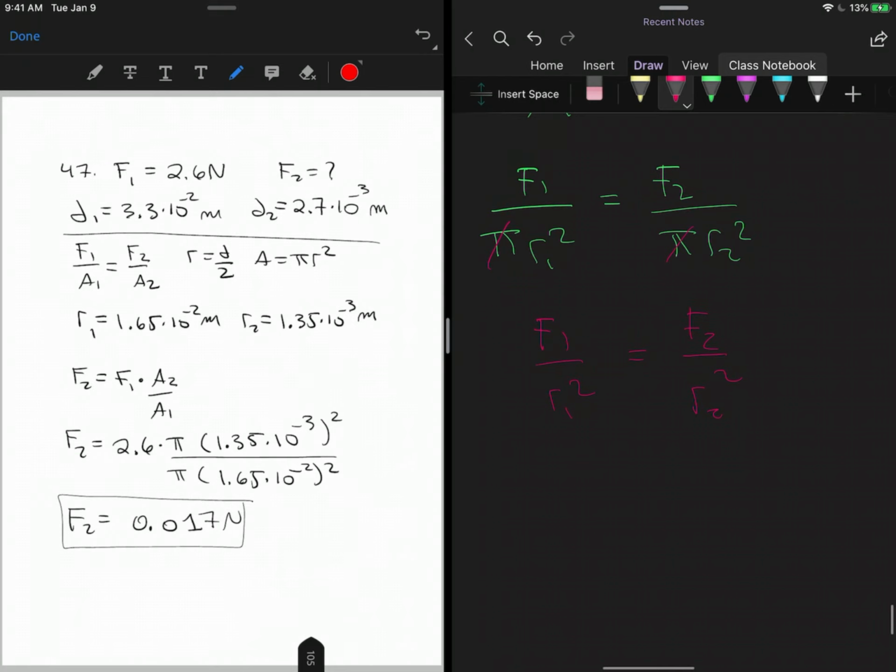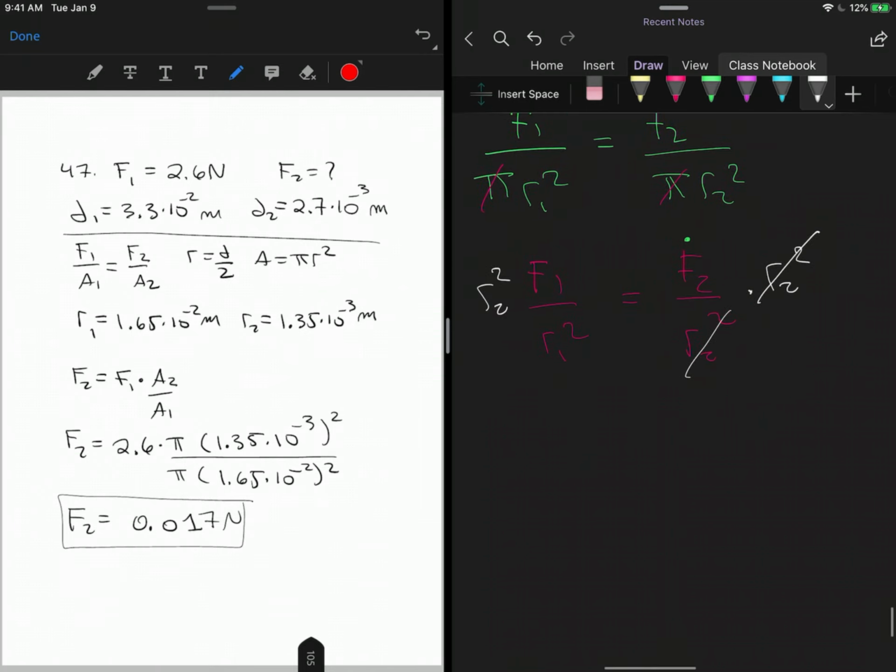Let's keep using variables. We're trying to find F2, so let's get F2 by itself. We multiply this side by radius 2 squared, and we multiply the other side by radius 2 squared so that these two cancel. You get that F2 equals force 1 multiplied by radius 2 squared divided by radius 1 squared.